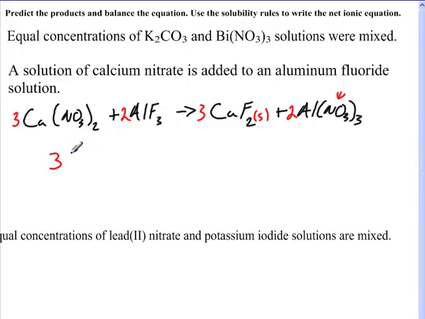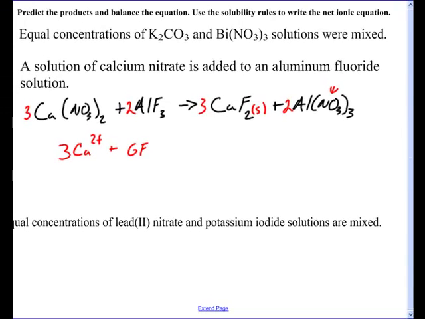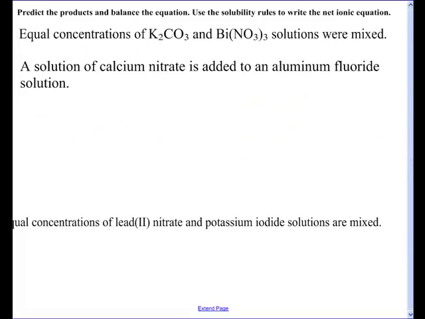So 3 calcium, 2 plus, 6F minus yields Ca3F2. And there you go. Wrote out the net ionic equation. Okay? Okay, do the last one. Pause the video, try it all by yourself, see if you get what I get.